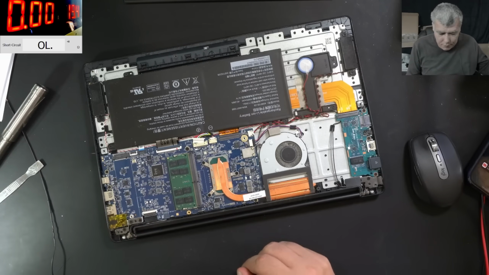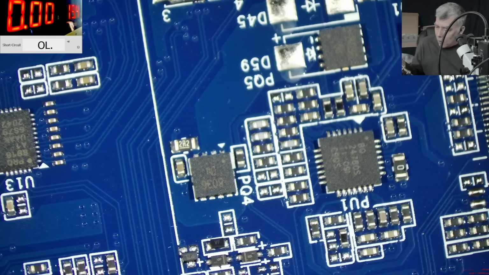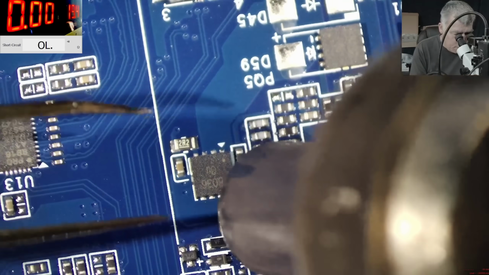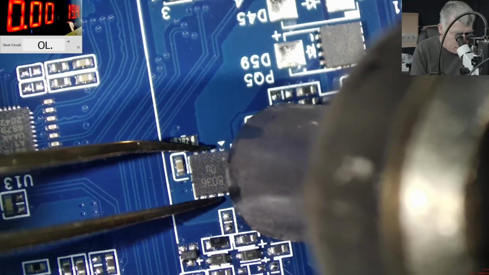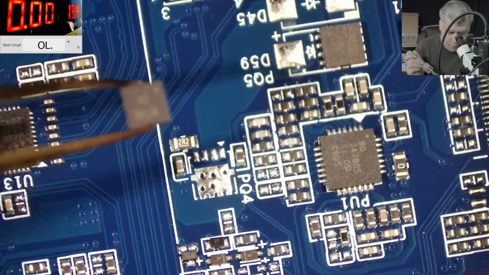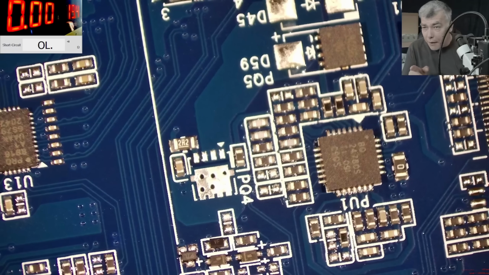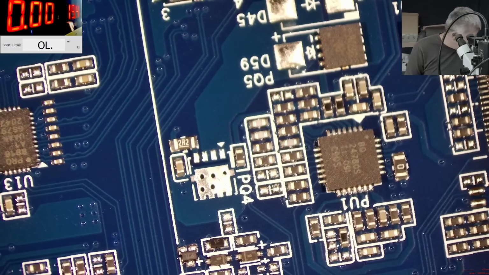Okay, let's remove that MOSFET. Hot air, 500 degrees. Perfect, so the MOSFET is out. Now, where can we find another MOSFET to replace it?